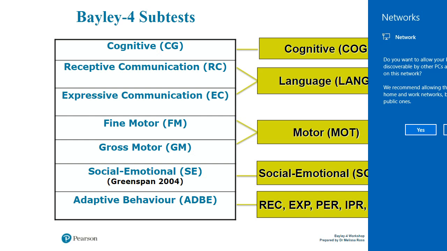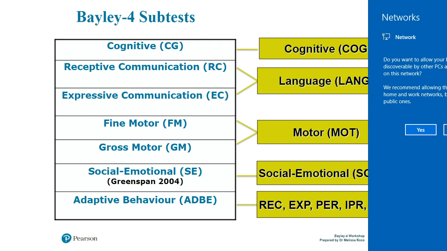The expressive language scale on the Bayley-4 also looks at quality of speech, such as articulation, or the clarity of expressed words. Fine motor, made up of prehension, visual perceptual integration, and motor planning. Gross motor, including the use and movement of limbs and torso, static and dynamic movement. The social-emotional domain is based on Stanley Greenspan's scale 2004 and includes emotional regulation, interest in the world, and engaging with others.